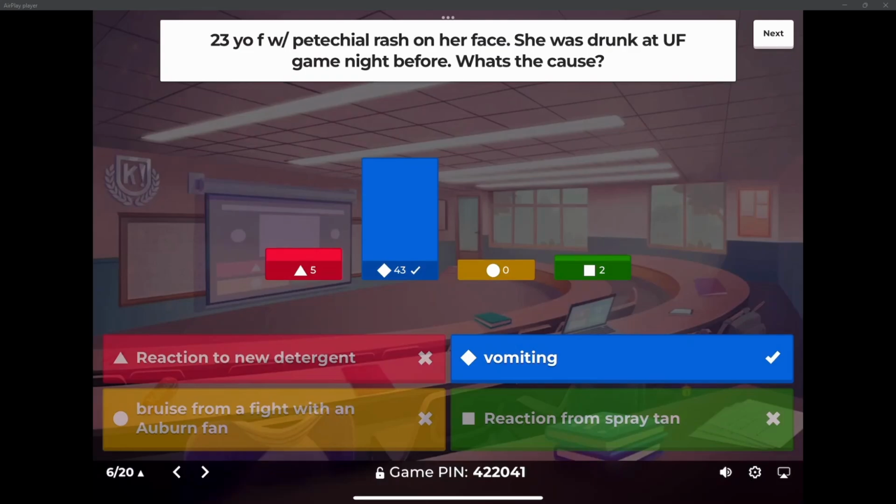Reaction to new detergent, they would have a rash over the entire body, wherever that skin came in contact with the clothes. Bruise, purpura. Remember that as petechiae get bigger, it's called ecchymosis, which is the bruise. The bigger bruise is ecchymosis. Reaction from spray tan would be something different. It's just a spray. It'd be like an allergic dermatitis. Wherever you sprayed it would have the reaction, not anywhere else.